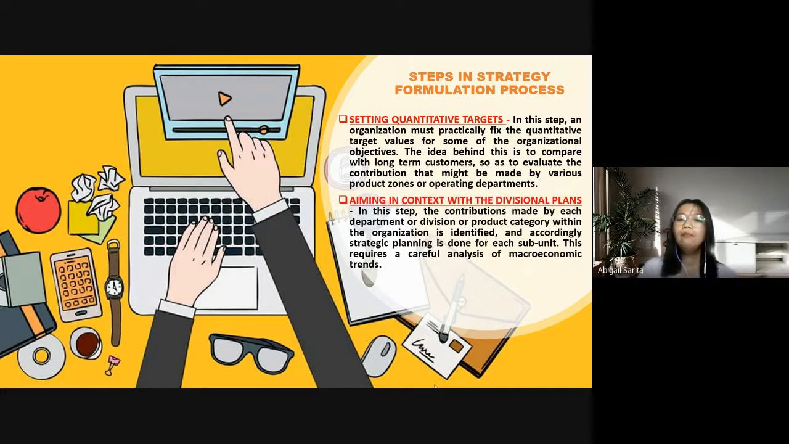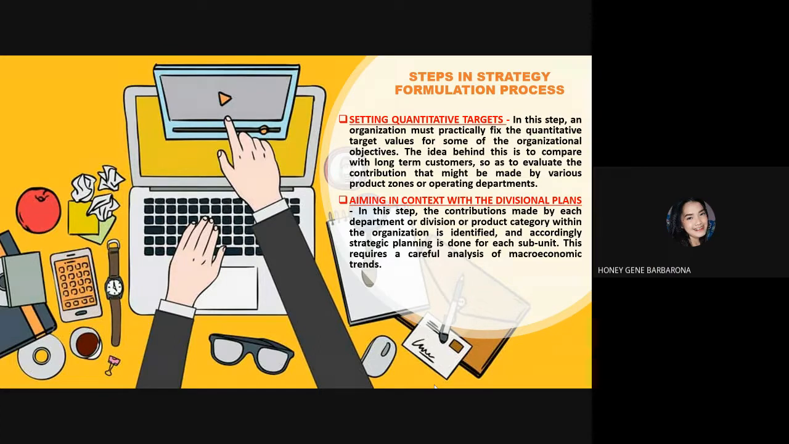Next, aiming in context with the divisional plans. Can you please read? Honey. Aiming in context with the division plans. In this step, the contributions made by each department or division or product category within the organization is identified, and accordingly, strategic planning is done for each subunit. This requires a careful analysis of macro and economic trends.